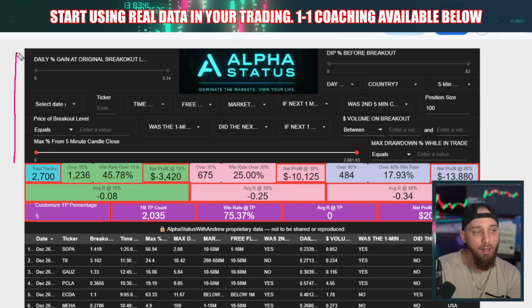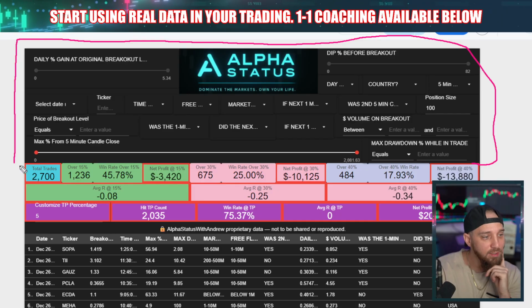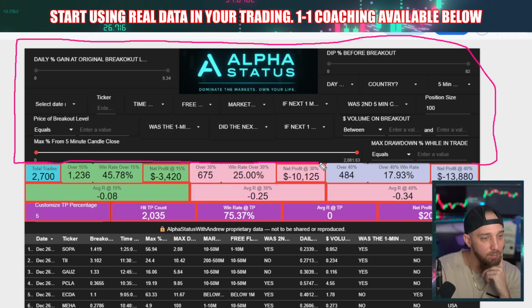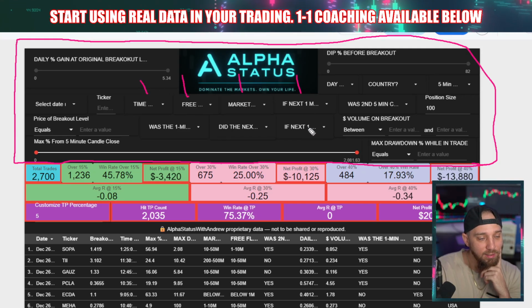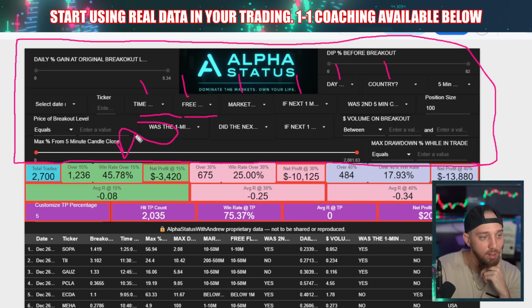This is my breakout dashboard, and let me break this down. So damn simple that a fifth grader can figure this out. Up here at the top, guys, we have all the different variables that I track, like time of day, free float, market cap, does the next 1 minute candle close green, what day the stock breaks out, the country the stock is from. All of these have a direct correlation to what? They have a direct correlation to this number right here, which is the win rate, okay?